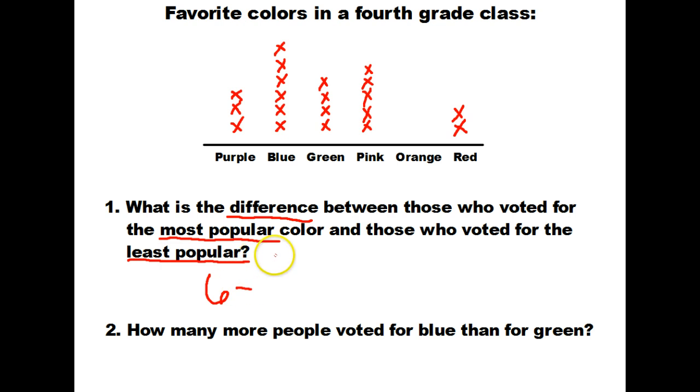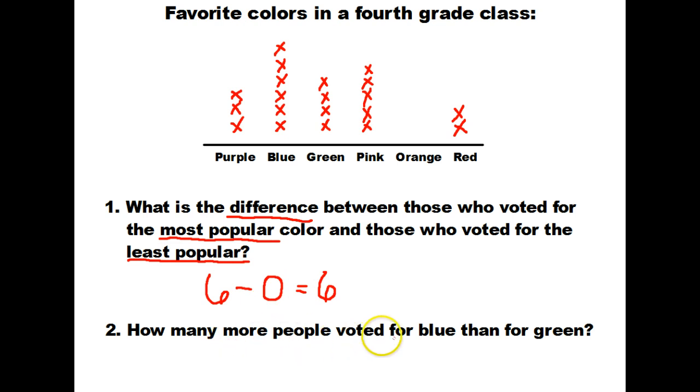Now, if you just look for the shortest bar on this, you're going to have a problem because it's going to be red. And if you remember, orange was a choice, but nobody picked it. So the least popular color was orange because no one wanted it. So we're going to take away our 0. And the difference between blue, the most popular color, and orange, the least popular color, is 6 votes.